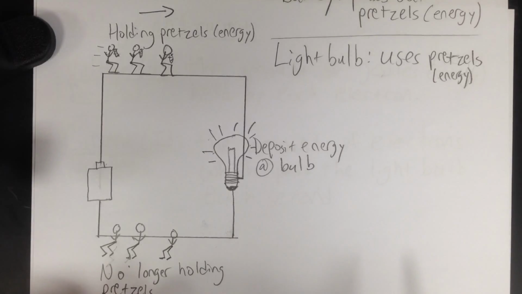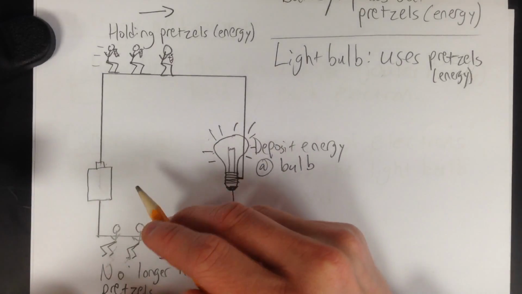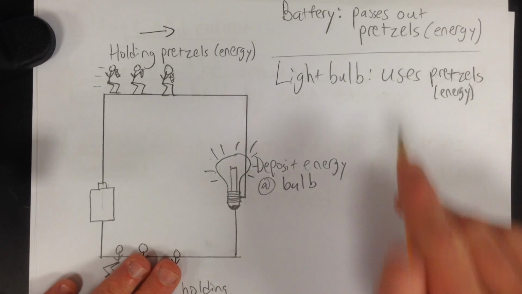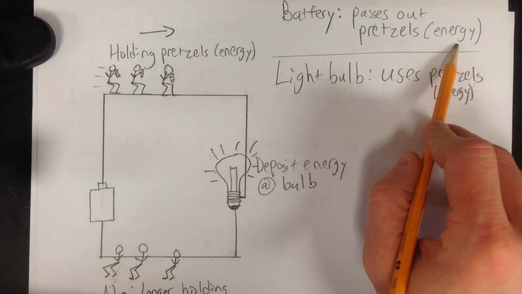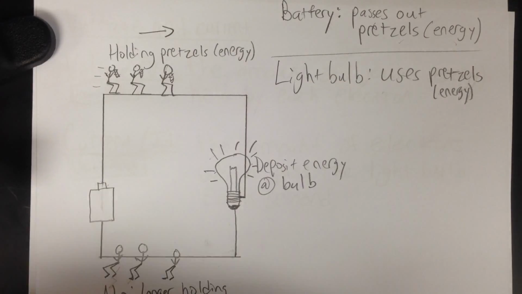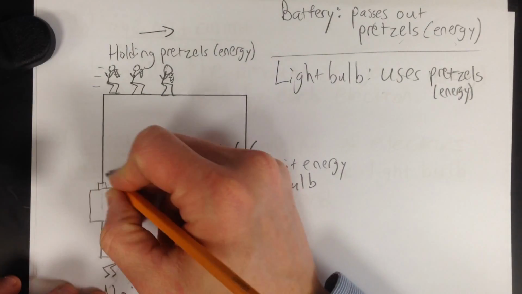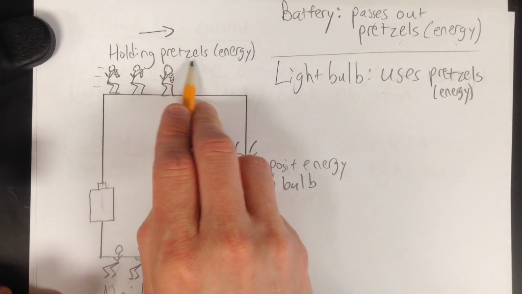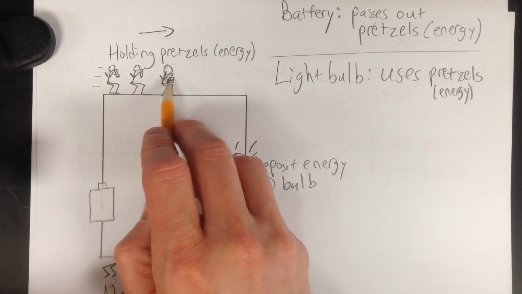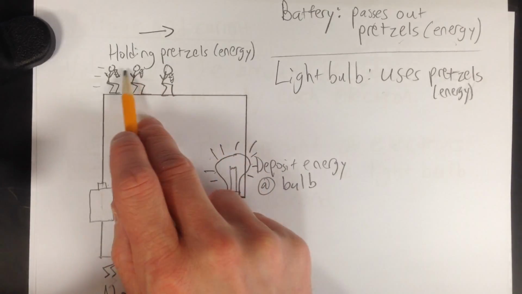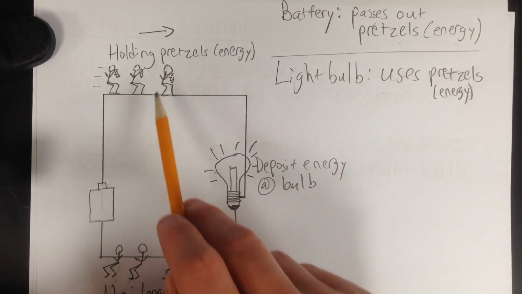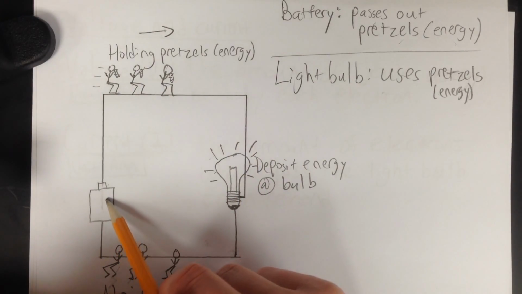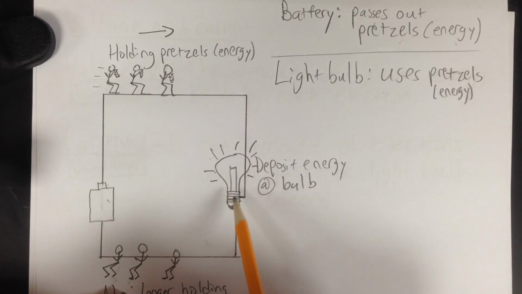Okay, so electrons pick up energy at the battery. The battery passes out pretzels, which represent energy. The battery is where all the energy of a circuit is stored. So when electrons get to the battery, that's where the whole process starts. Here they pick up energy. Then they're holding the pretzels as they walk to the right. As you can see, each of them has a pretzel in their hand, so you should all draw them as holding energy right there. And where are they carrying that energy they picked up at the battery? They're carrying it around to the light bulb.